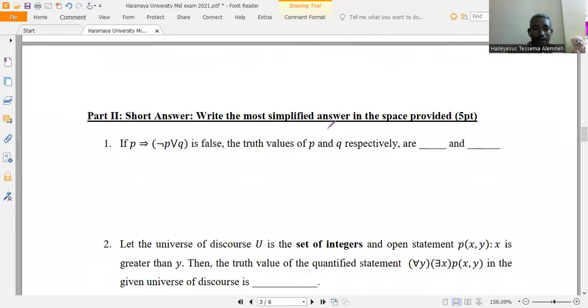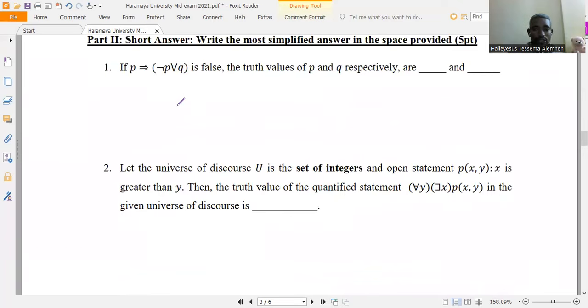Short answer: P implies negation of P or Q is false. P implies is an implication; a compound preposition is false. Clearly, both statements are false, and P is true.